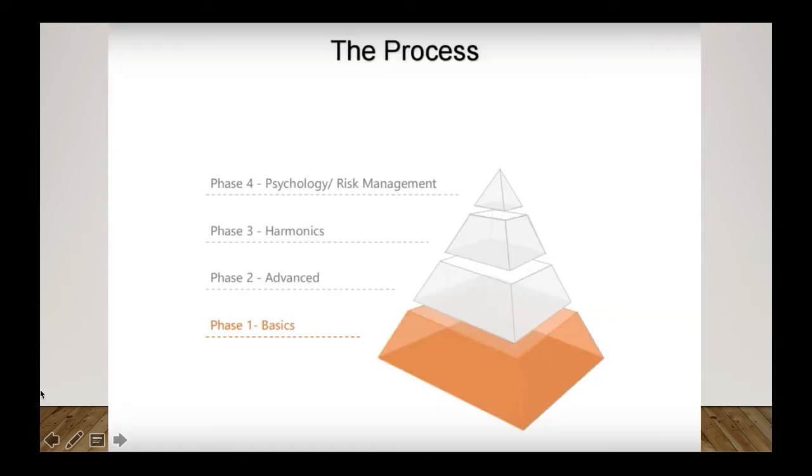So the process of Forex is you get the different stages. You get phase 1, which is the basics, phase 2, advanced, phase 3, harmonics, and phase 4, psychology and risk management. Now, you would probably be thinking that risk management should be at the very bottom, but no, risk management is actually the all-seeing eye. Without risk management and the psychology, you are on the road to failure. But that's not the case right now. We're putting it as the all-seeing eye.